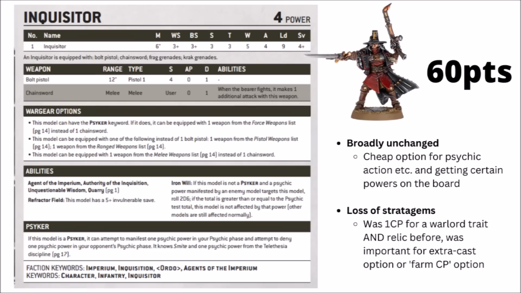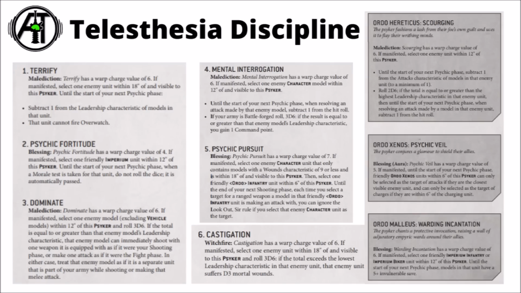I feel like the loss of the Warlord traits and relics though hits this guy harder than most, as you'd be able to pick your favourite one. Say for example the Ordo Malleus one for the extra cast, or the Xenos one to farm some command points. The Inquisitors get access to the Telethesia discipline, which does seem to be unchanged as best I can tell. Some of these are kind of bad, but a few of them are potentially useful tools that you don't get in certain armies. Terrify is usable to cancel Overwatch, which can be a big deal if you're charging with something that's fairly fragile.